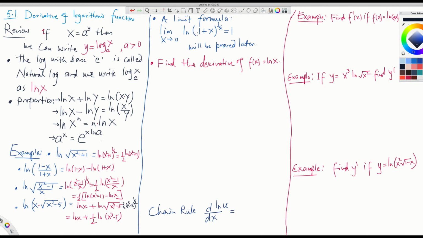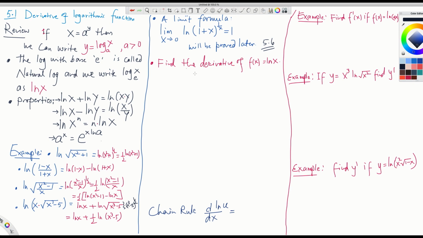Okay. So one limit formula we will be using in this section is the limit as x tends to 0 of natural log of 1 plus x, to the 1 over x, equals 1. And how did I get that formula? We will prove this formula in section 5.6. But for now, we will use this to find the derivative of f of x equals natural log of x. Alright? So let us find the derivative of natural log of x.